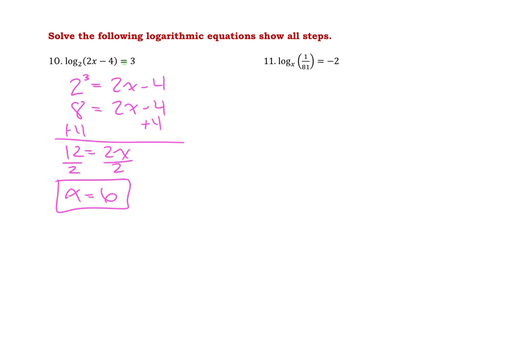Okay, the next one, the log is isolated. This is a little bit different because of where the x is. So I'm going to rewrite it into exponent form and think, okay, x to the negative 2 power equals 1 over 81. Well, I think about, okay, so what squares to make it 81? And the negative 2, of course, brings it to the denominator. So that would be 9.